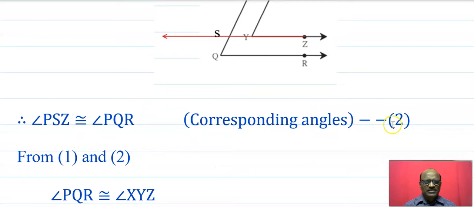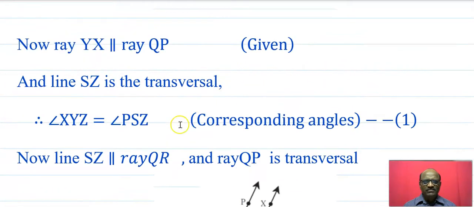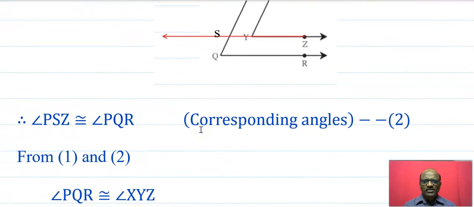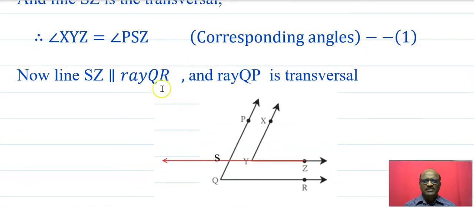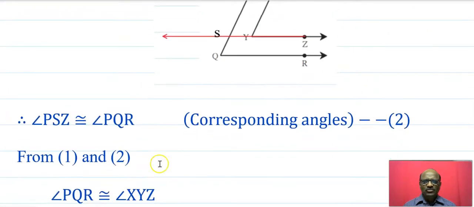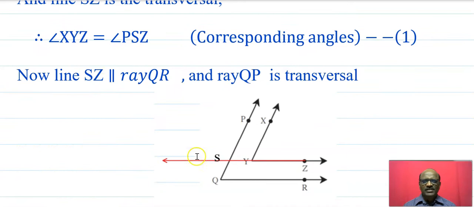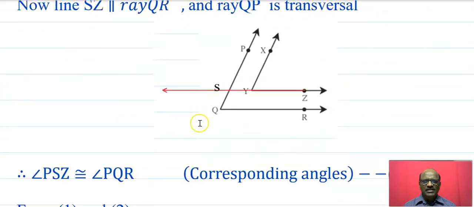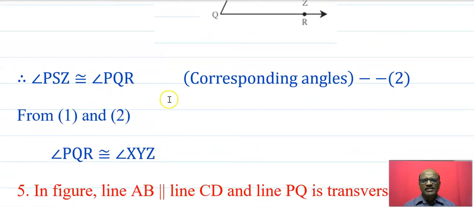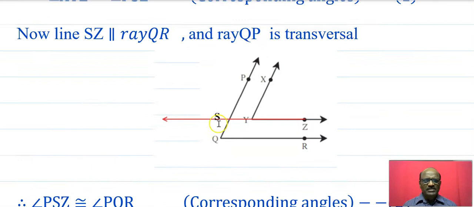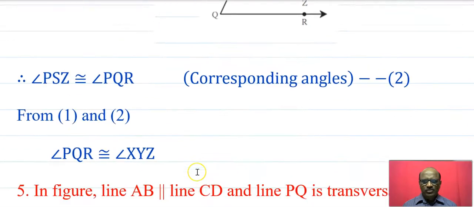Now see this. This is the second statement and this is the first. What is common to these two statements? PSZ is common. What is different? Angle XYZ here and angle PQR. Therefore, from 1 and 2, the measure of angle PQR is congruent to the measure of angle XYZ, and hence we have proved it.